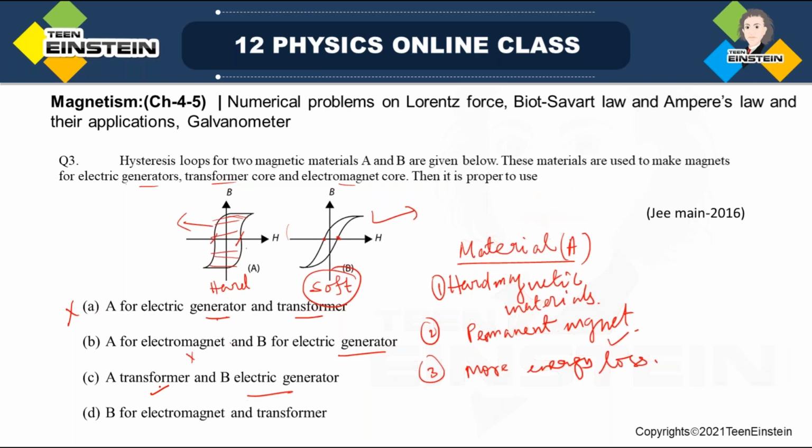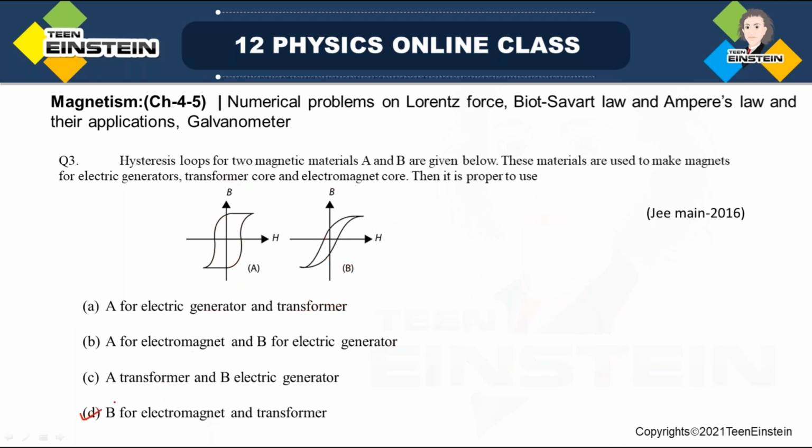Okay, now B for electromagnet and transformer. See, B is actually the soft material. It can be suitably used for electromagnet and transformer. Okay, so this is with the magnetic materials we have seen.